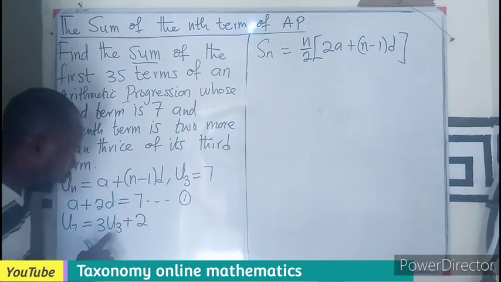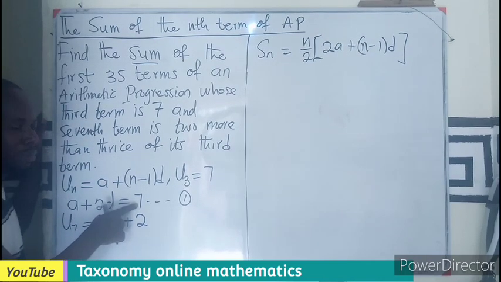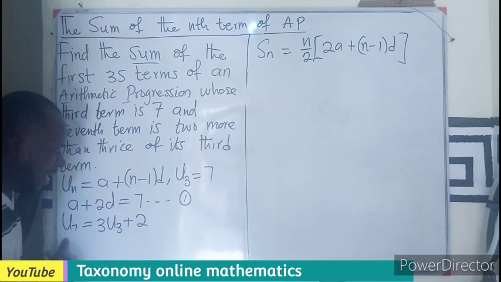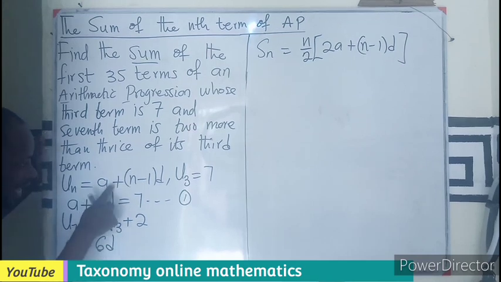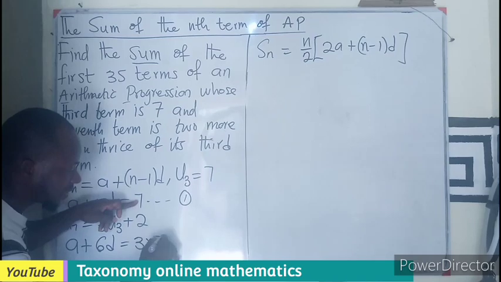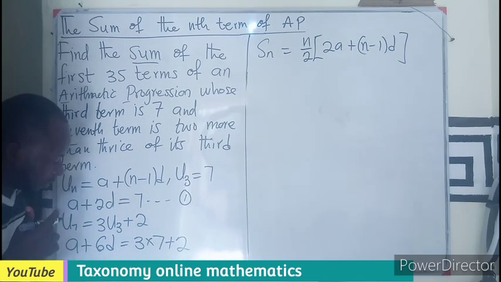So now we are going to change this, since the whole of this also means what? 7. So I can write 7 here since it is the same thing. But I cannot use the u7 in the calculation. So u7 is going to be a plus 6d, which is a plus (7 minus 1)d, which will be 6d, equals 3 times (a plus 2d), which could be changed to 3 times 7, plus 2. I don't know if you get the concept.